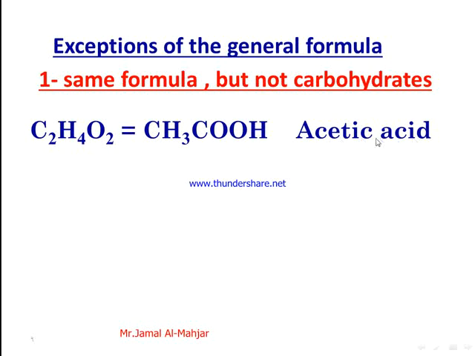So this one, what do you call it? Acetic acid. We have 2 carbon atoms, CH3COOH, 2 carbon atoms, and 4 hydrogen atoms, and 2 oxygen atoms. So here we have the same formula, but it's not carbohydrates. As I said, carbohydrates start from carbon 3. So carbon 1 or carbon 2 are not carbohydrates, although they have the same formula.